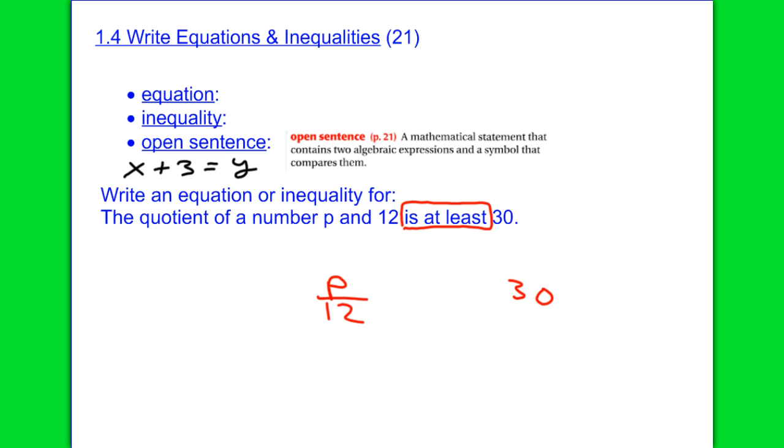So if it is at least, could it be equal to 30? Yes. So we have that equal part of the inequality then. Now, if this left side is at least 30, could it be less than 30? No. Should it be greater than or equal to 30? Yes. So that's how we logically find the correct sign. If you are at least, then you could be greater than. This side could be greater than 30. So you may be greater than or equal to if you are at least.